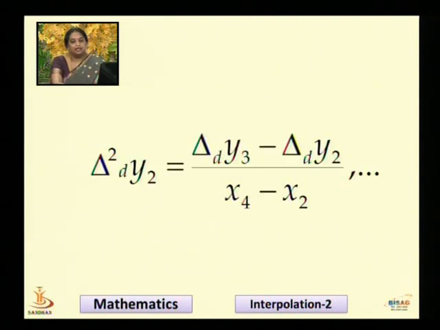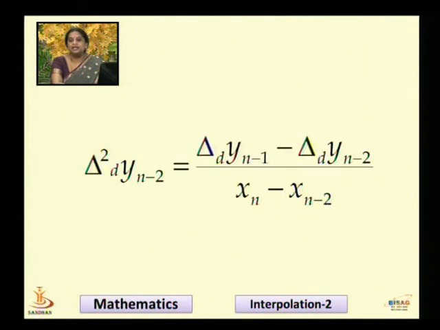Similarly, delta D square y2, that is the second order divided difference at the second point y2, is equal to delta D y3 minus delta D y2 divided by x4 minus x2. And in general, for n tabulated points, delta D square y n minus 2 is equal to delta D y n minus 1 minus delta D y n minus 2 divided by xn minus xn minus 2.